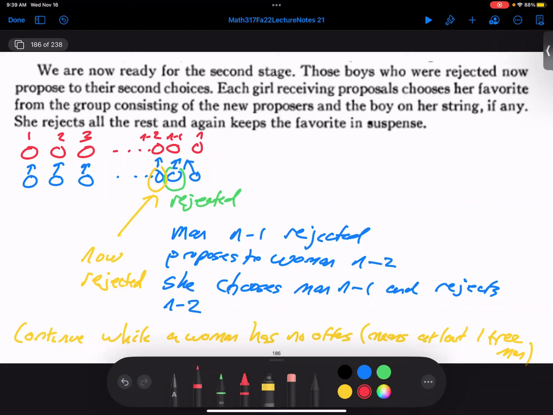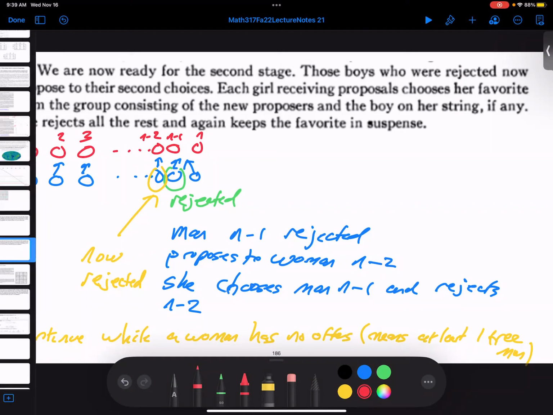So my question for you for extra credit is come up with a set of preferences so that it takes order n squared steps. I don't care if it's n squared over 2, I don't care if it's n squared over 1,000. Show me that it can be as bad as an n squared algorithm. Maybe the algorithm runs a lot faster.